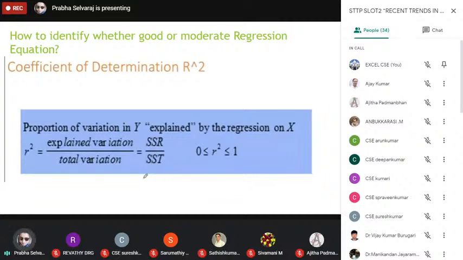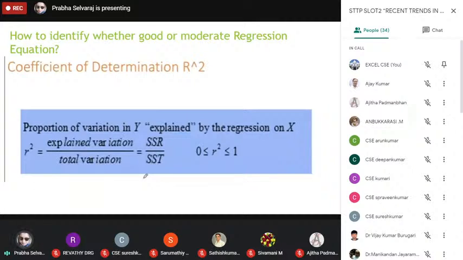Measure of variation, y bar. Wherever I have used y bar, it is nothing but the average of the y values. So you sum all the y and divide by n. And if I say y cap, it is the predicted value. From the regression line, whatever value I get for that particular x, that is my y cap.